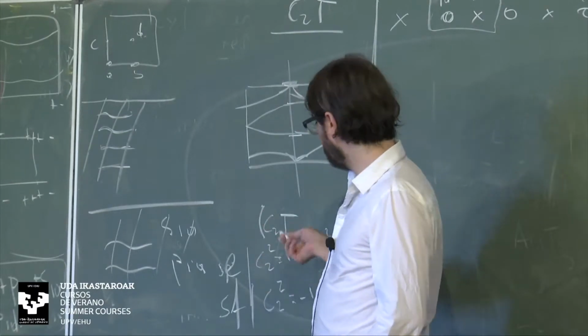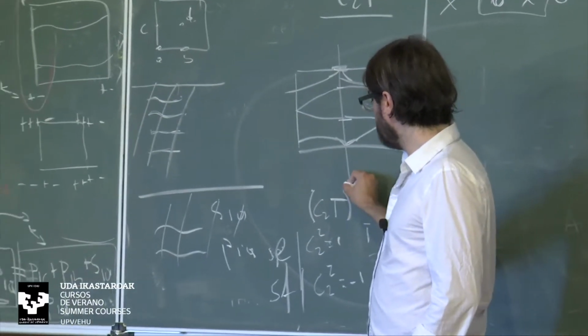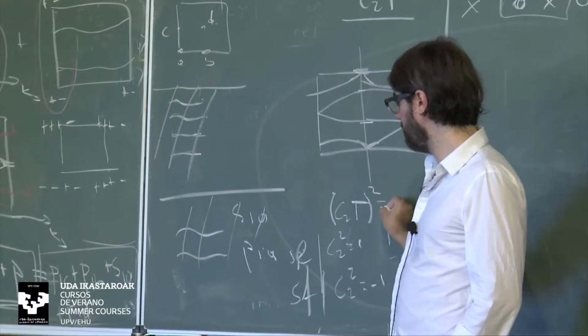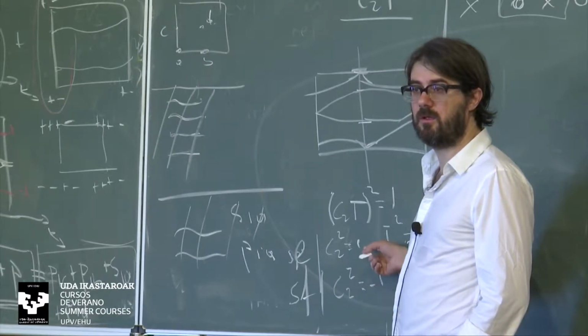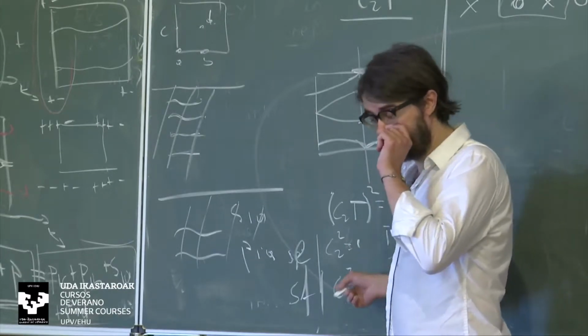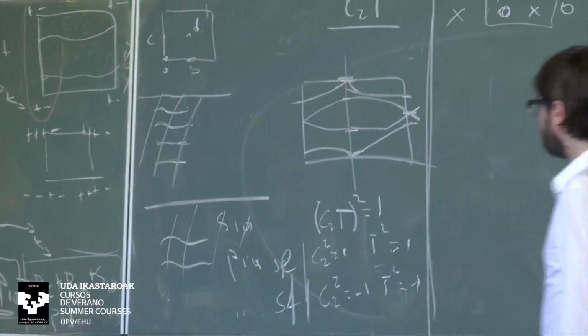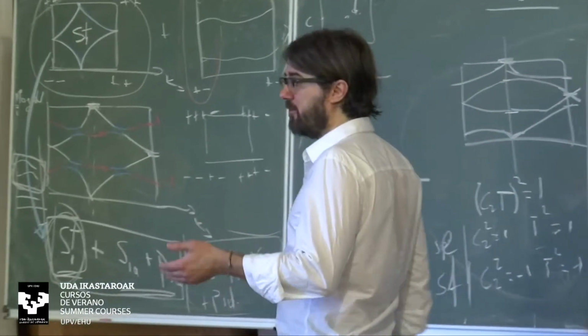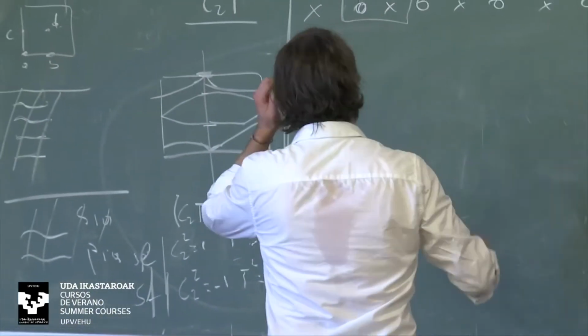It's not a weak symmetry, but it is what it is. What's C2 times T squared? 1 in both cases. Is that clear? Okay. So we're not going to be restricted about what we're talking about, spinful or spinless, from now on. Okay?